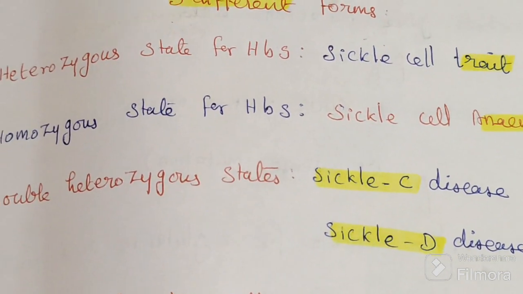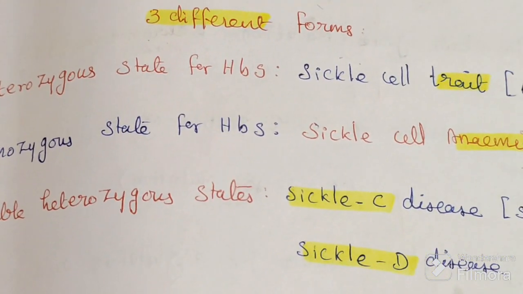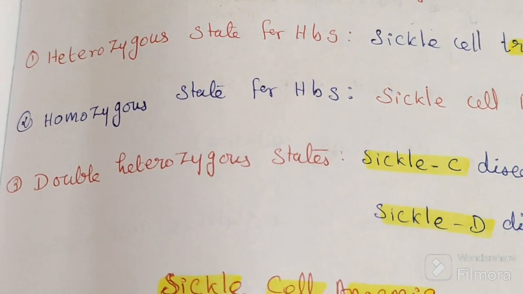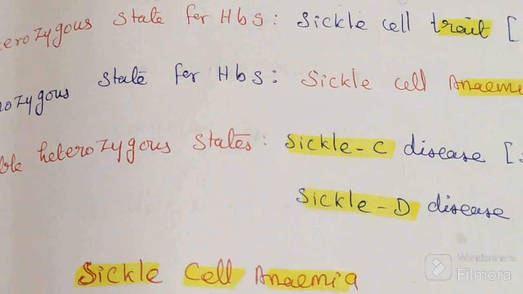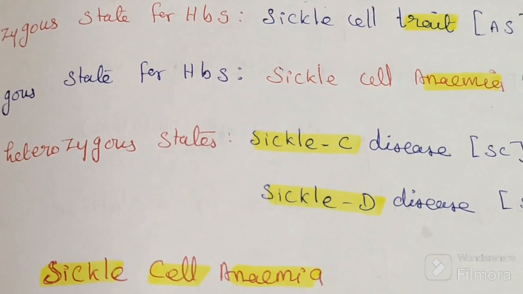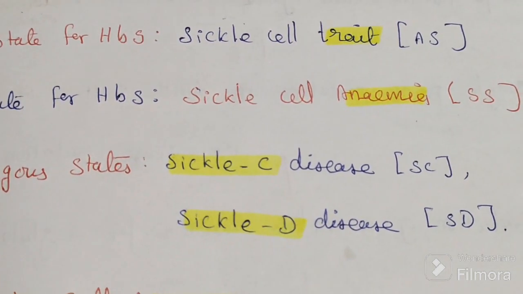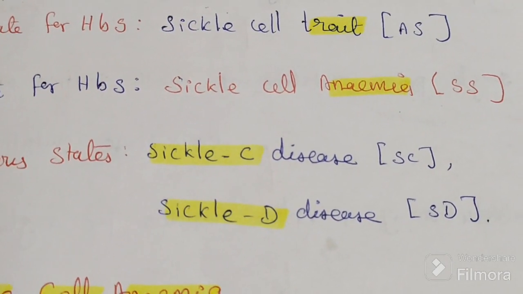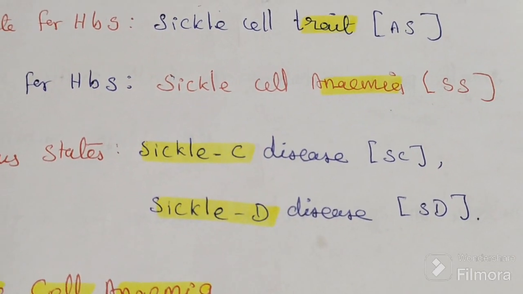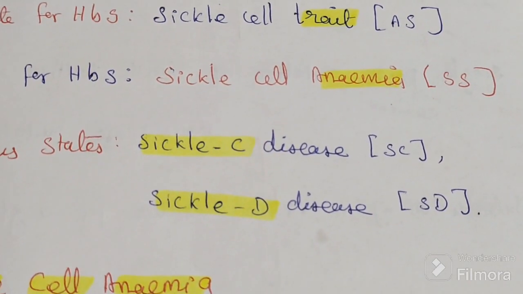This is a heterozygous condition, very mild. The second one is called the homozygous condition, in which both genes are HbS, hemoglobin S. So there is total absence of HbA. The complete hemoglobin is S.